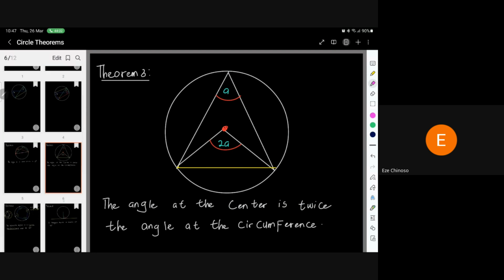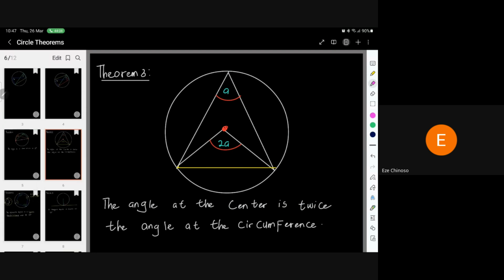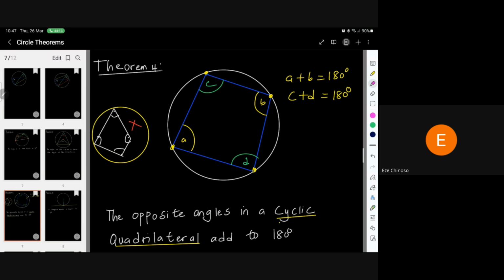That said, like I said, always remember that sometimes the question will not come with this line and it can take any direction at all. Now, the next one is this. We'll have this particular theorem, theorem number 4, and I said it has to do with what? That the opposite angles in a cyclic quadrilateral add up to 180.